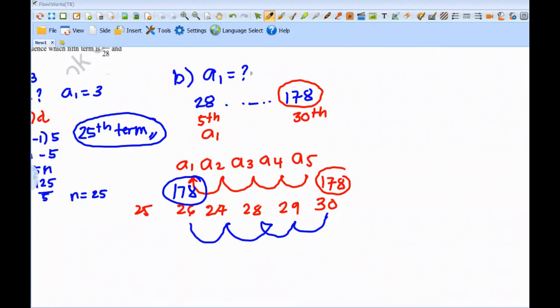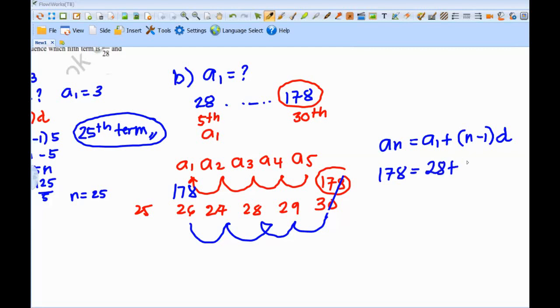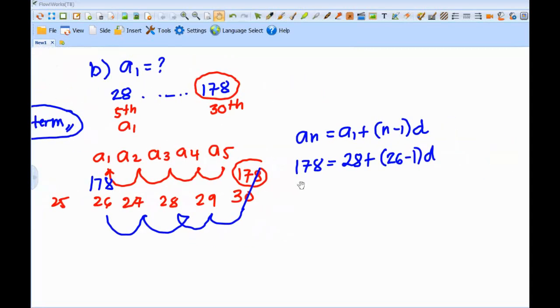All right, so let us go back to our formula. A sub n is equal to A1 plus n minus 1 times the common difference. So what is A sub n? We have 178 is equal to A1, and we consider the A1 as 28, plus n. The n we don't know. The n is 26, times the common difference that we are looking for.